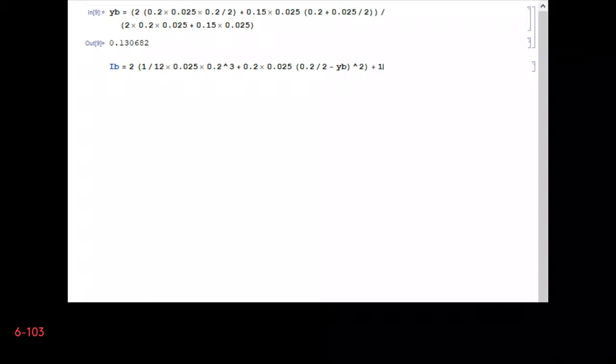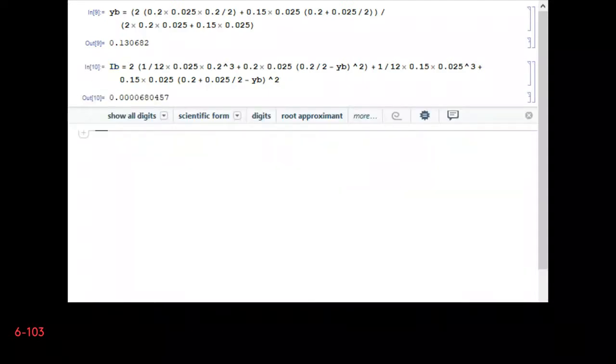Now the area at the top, it is 1 over 12, B is 0.15, T cube, that is 0.025, plus, now we will shift it to the centroid, that is the area of 0.15 multiplied by 0.025 multiplied by h, that is 0.2, plus t over 2, that is 0.025 divided by 2, minus y bar, squared. So we find the bending moment of inertia.